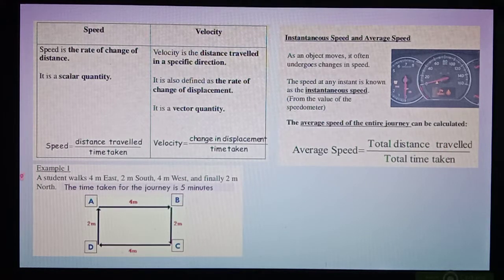Okay, let's look at the same example as example 1. Now we want to determine the value of speed, velocity and average speed of the student who walks from A to B, B to C, and C to D, then back to A.